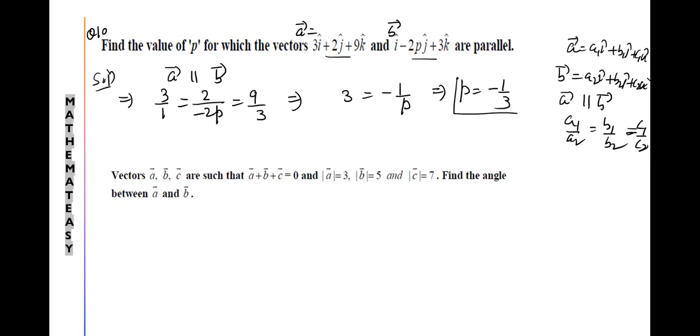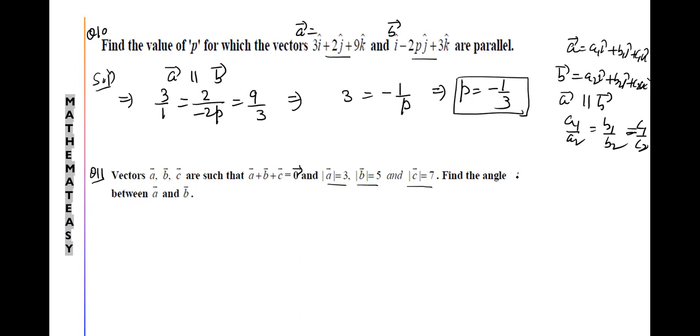That's it. So two vectors are parallel if the direction ratios are proportional, or you can say the corresponding scalar components are proportional. Okay, last question of today's class. Vectors A, B, C are such that A plus B plus C equals 0 vector. The magnitudes of A, B, C are given to us. Find the angle between A and B.